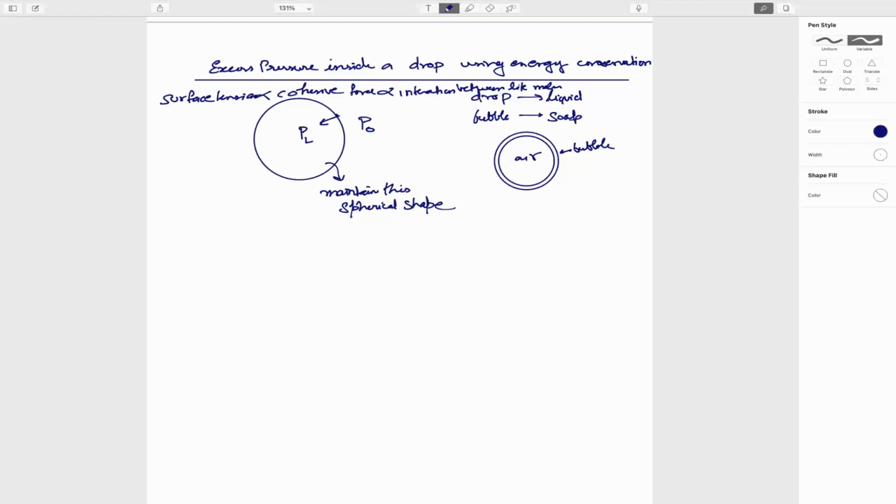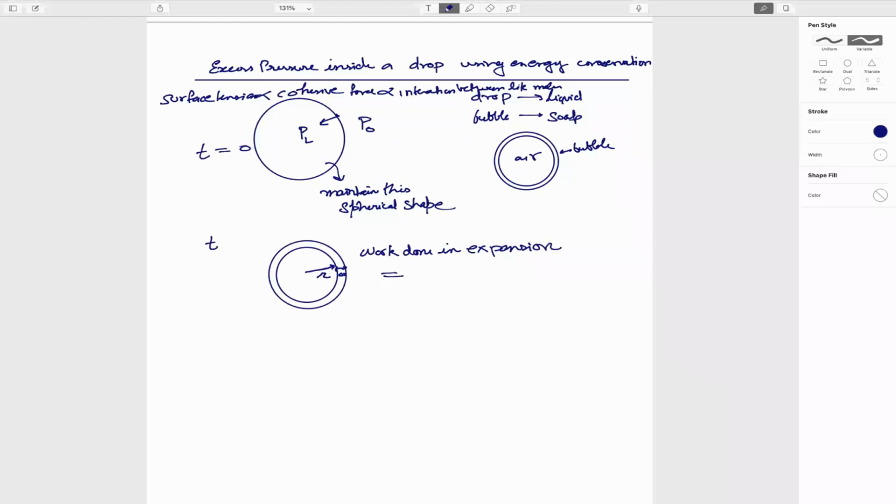So consider that you are expanding this bubble. This is at t equals 0. At some time you are expanding this bubble. Let's say you expanded this bubble by delta r in radius. So that is delta r. Initial radius is r.